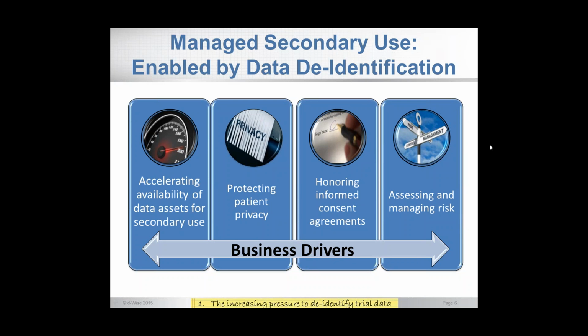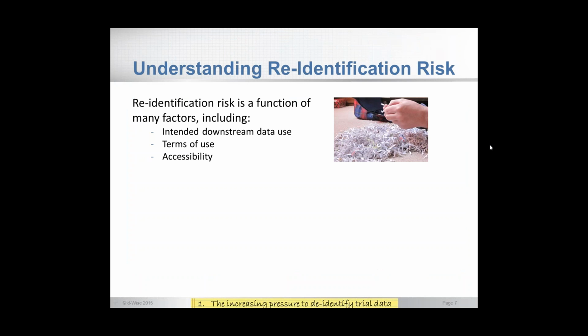So I want to spend just a minute here talking about what the risk is around re-identification. And this is not going to be a comprehensive study of re-identification risk. There are a number of publications that are available, and I can certainly spend time on this offline. But re-identification risk of patient data is a function of actually many factors.